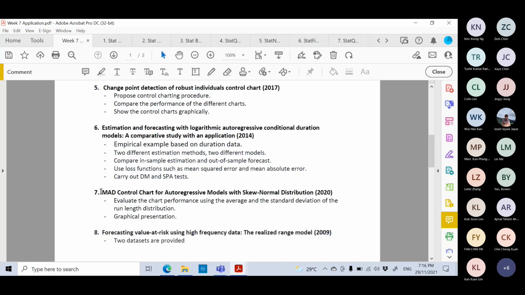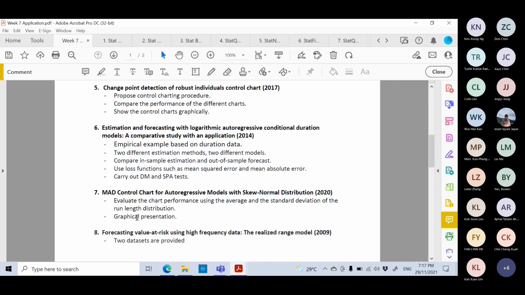are using a lot of different knowledge: the robust measure, the time series autoregressive idea, and then there is a skewed normal distribution. Okay, so when they deal with the control chart, of course, they will compare their control charts with the existing charts. How good is the performance of their proposed chart as compared with the existing charts? This is the usual way of presentation, and then they provide the empirical example.